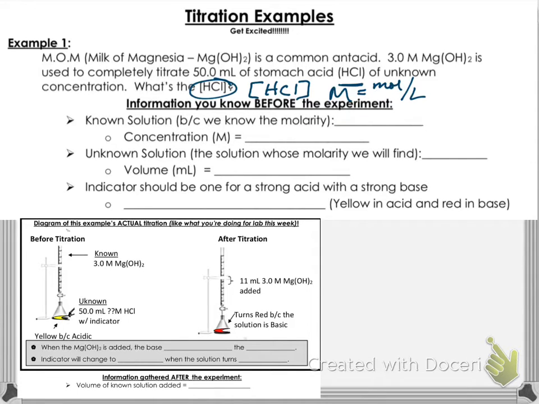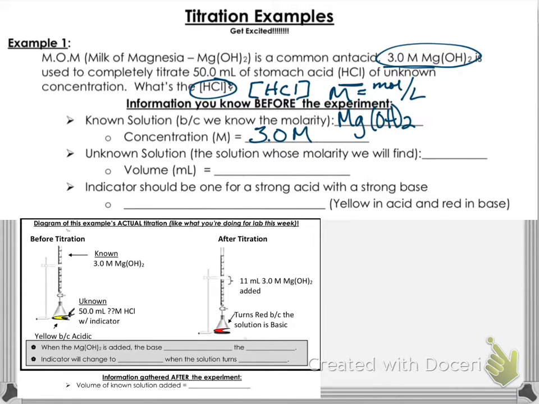So, remember what we've looked at so far. What you're going to know before you do the experiment. You're going to have a solution that you know the molarity of. In our case, that's going to be the 3 molar magnesium hydroxide, okay? So the known solution must be our base, right? Because we can titrate the acid with the base. And the known concentration is 3.0 molar.